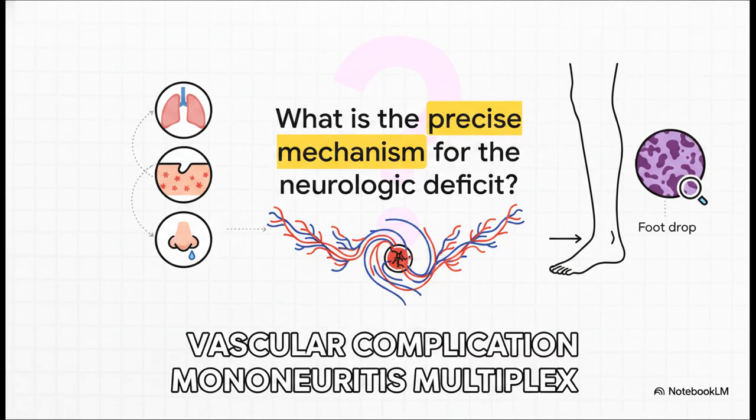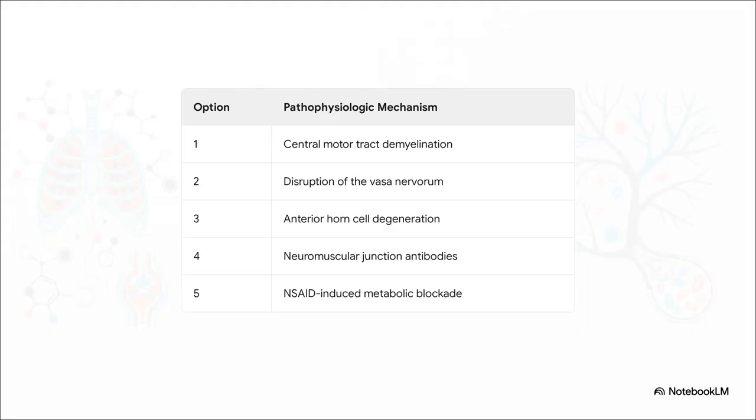This scenario requires you to link the atopic triad directly to the specific vascular complication. A 45-year-old with late-onset asthma presents with a new-onset left foot drop and a palpable purpuric rash. What is the precise pathophysiologic mechanism for the neurologic deficit? The correct mechanism is option 2, disruption of the vasa nervorum. The combination of adult-onset asthma, palpable purpura, and an asymmetric focal neurologic deficit explicitly points to eosinophilic granulomatosis with polyangiitis. The foot drop is a direct result of vasculitic infarction of the vasa nervorum.